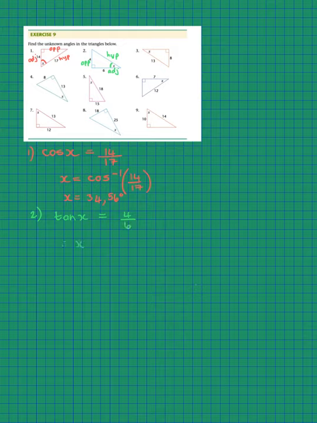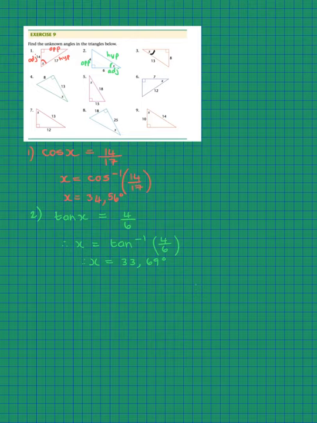So therefore arctan. Now when I say arctan, I'm pressing shift tan on my calculator. So arctan, shift tan 4 over 6, close my brackets. Here x is going to be equal to 33,69 degrees. And that's all we need to do. That's my final answer. This is easy, right? I think so.